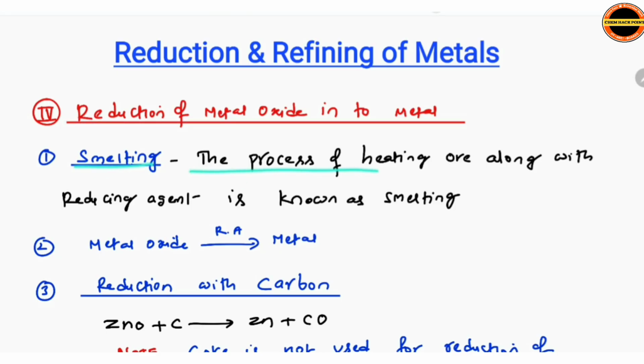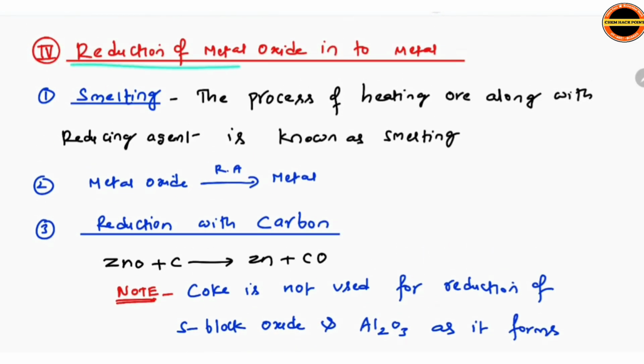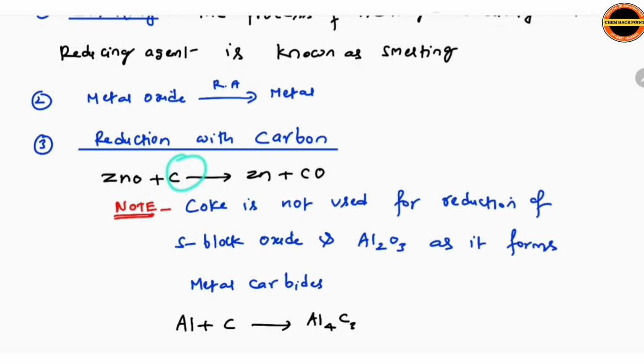Smelting. The process of heating ore along with a reducing agent is known as smelting. Metal oxide heated along with a reducing agent converts into metal. Reduction with carbon. There are a number of reactions with respect to different reducing agents. Here carbon is the reducing agent, same under the fourth step. First, reduction with carbon: carbon is acting as a reducing agent, reducing zinc oxide into zinc.